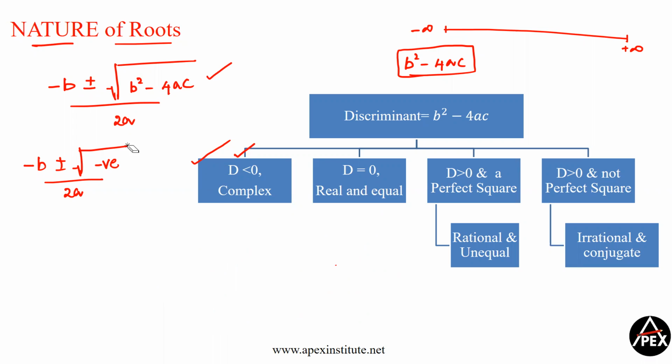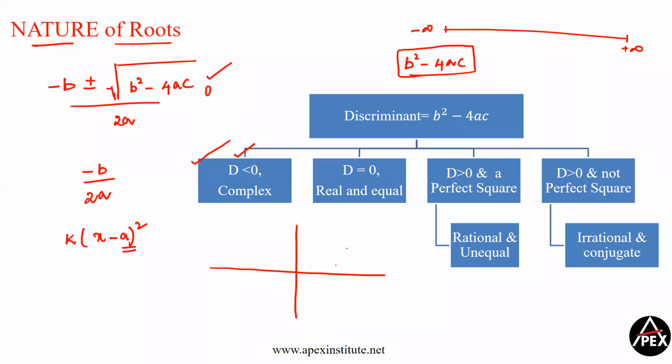Now, what will happen if discriminant is 0? If this value is 0, the root will be minus b by 2a, isn't it? So both the roots will be equal, they will be real and they will be equal. And that quadratic expression will be in the form of k into x minus a whole square, where a is the root of that quadratic equation, isn't it? So the graph of that quadratic equation will be somewhat like this. So it will have only one root. At only this point, the value of that quadratic equation will be 0.